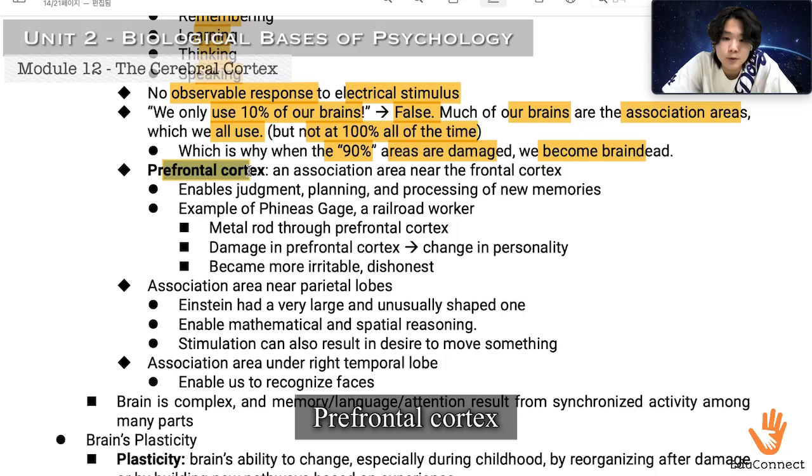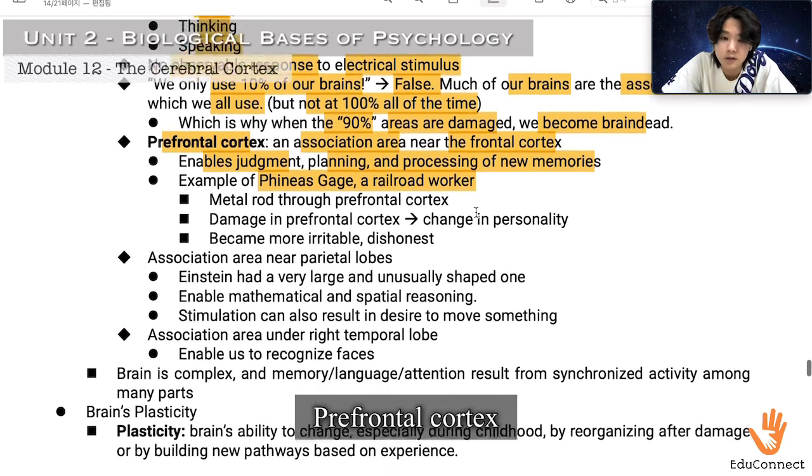Now, the prefrontal cortex is an association area near the frontal cortex. It enables judgment, planning, and processing of new memories. An example is somebody called Phineas Gage, a railroad worker. You might want to remember this man's name because it comes up a lot on the test.